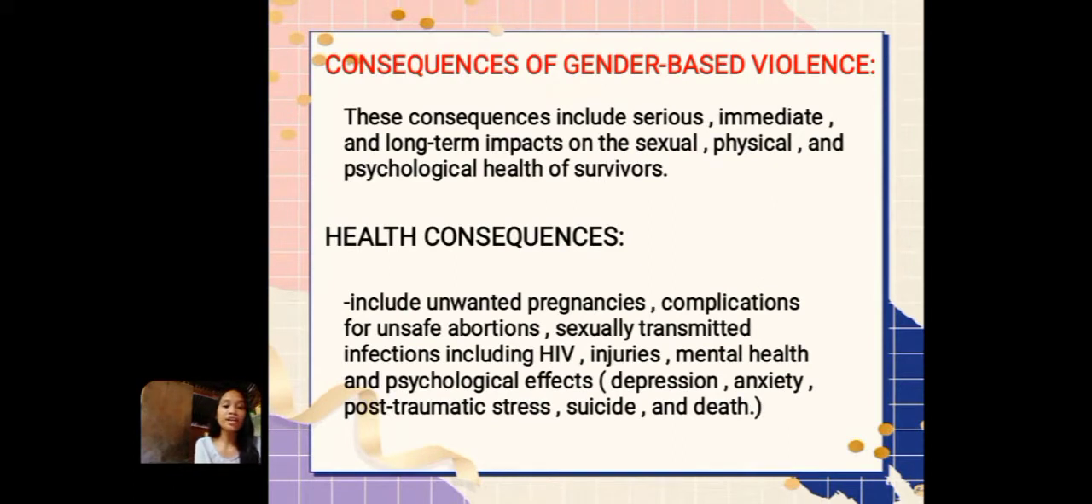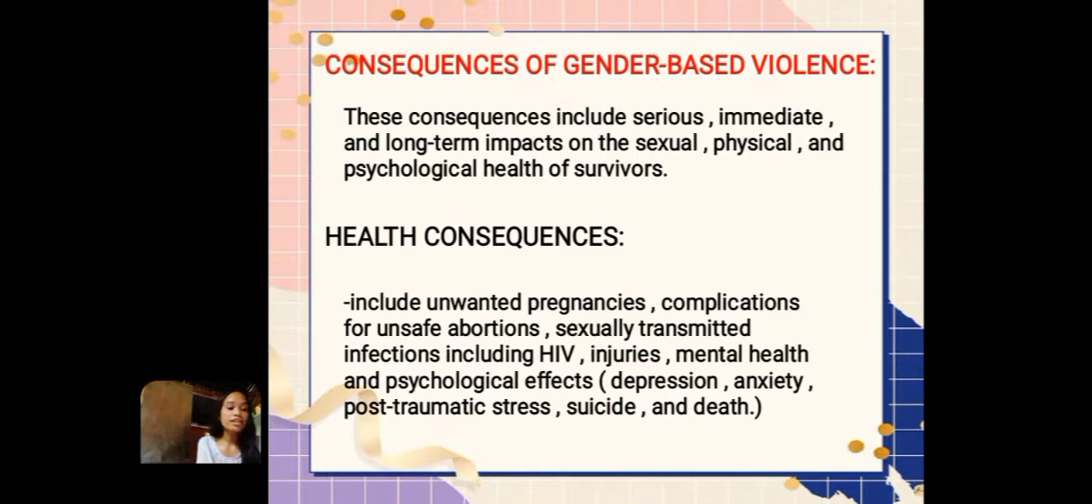So the consequences are the result or effect of gender-based violence. These consequences include serious, immediate, and long-term impacts on the sexual, physical, and psychological health of survivors. Sexual health is a state of physical, emotional, mental, and social well-being related to sexuality. While physical health is the condition of your body, taking into consideration everything from the absence of disease to fitness level. It's critical for overall well-being and can be affected by lifestyle, diet, level of physical activity, and also behavior. And psychological health affects how we think, feel, and act.